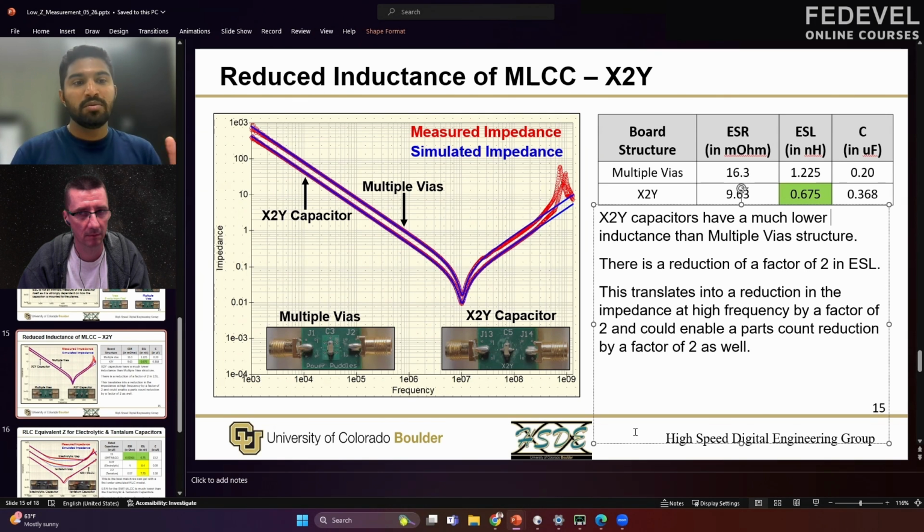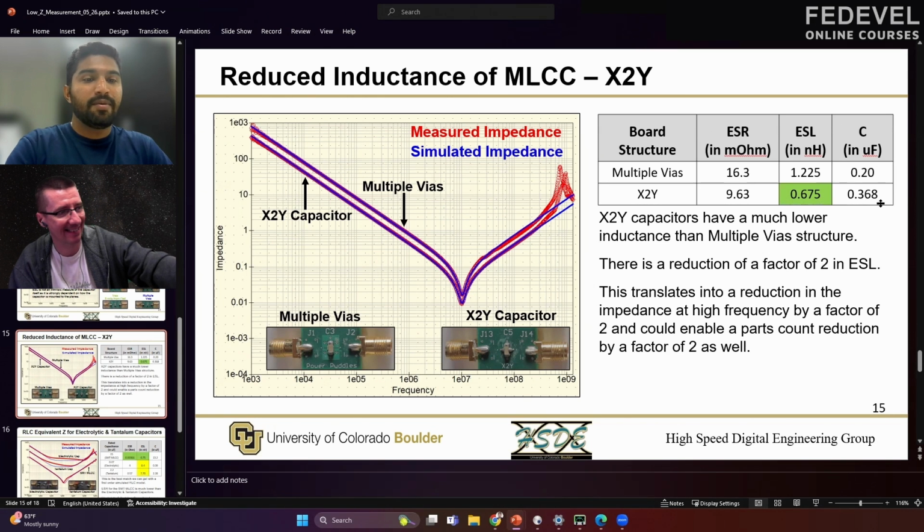But it comes with a cost. The cost of an X2Y capacitor is more than the cost of normal MLCCs, and it's always going to be a trade-off. But this is an option that we can always explore. It's interesting to know. Yes, it is very interesting to know.